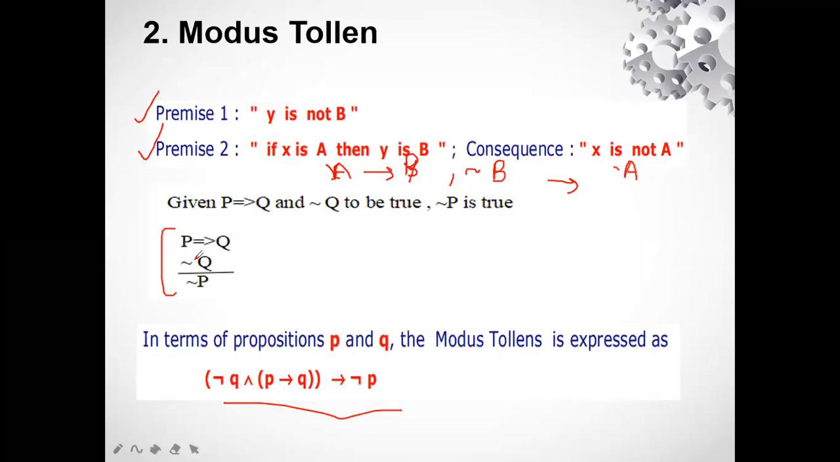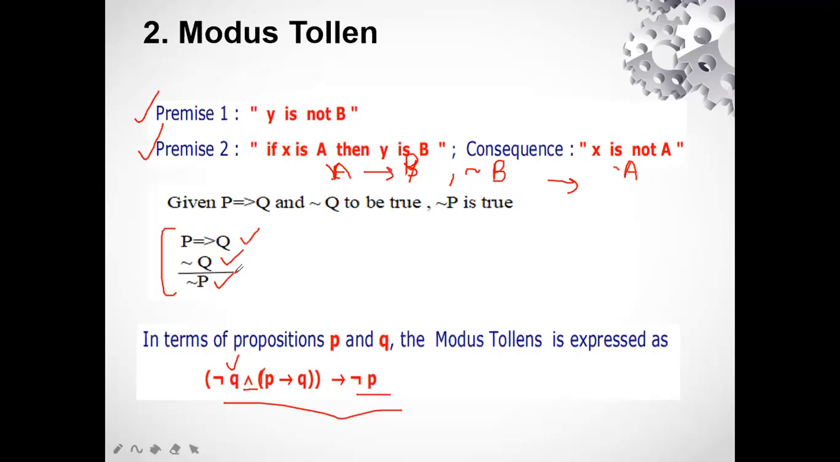How is this formed? See, the negation of Q, we are ANDing it, so an AND operation is being performed, with the symbol of AND. Then we have P implies Q as the second fact, so P implies Q in the braces. And what is the goal we are achieving? We get the negation of P. So this is how we define and derive modus tollens.